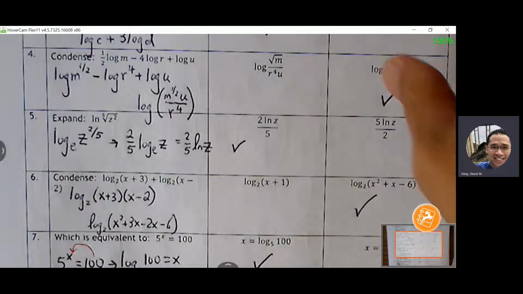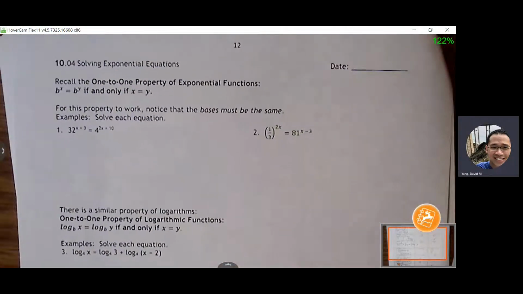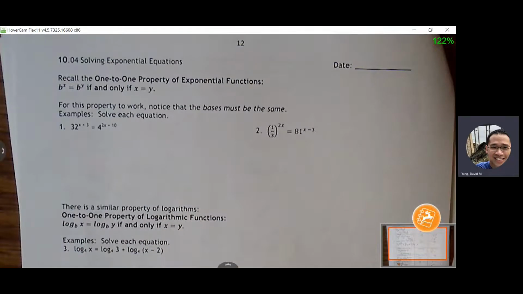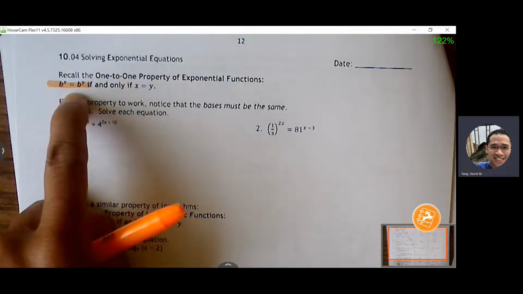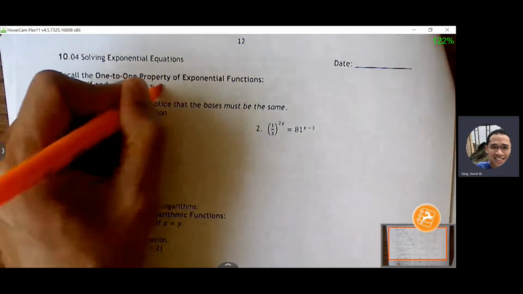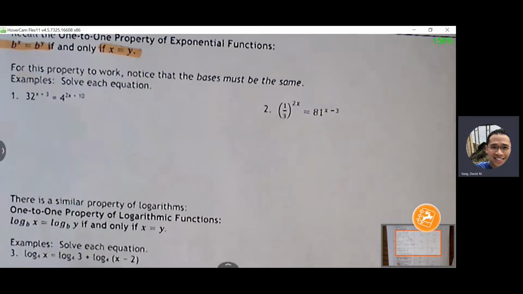All right, page 12. A couple of days ago, I highlighted the fact that if I can get my bases to match, I can take away the bases and just focus on setting the exponents equal to each other. That's the same process here. I'm going to work to get my bases to match, and once my bases are matching, then I can do away with them and just focus on looking at the exponents to solve.